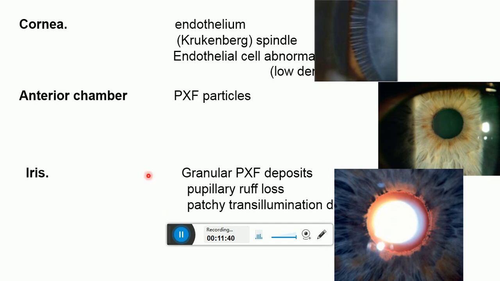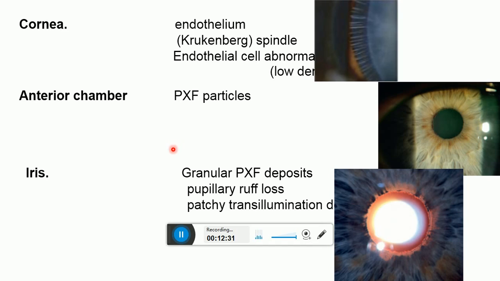Clinical features. Diagnosis is usually incidental but can follow vision loss from advanced glaucoma. On the cornea, the pseudoexfoliative material may be deposited on the endothelium, and scattered pigment deposits are common. A vertical spindle, also known as Krukenberg spindle, may rarely form, similarly to that seen in pigment dispersion syndrome. Endothelial cell abnormality such as low density is more common than average. In the anterior chamber, pseudoexfoliative material particles are sometimes seen. Mild aqueous flare from an impaired blood aqueous barrier is common.